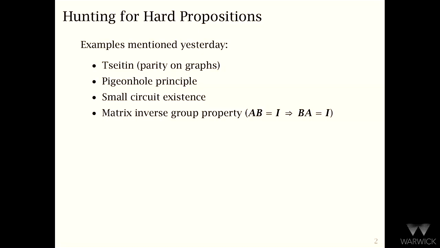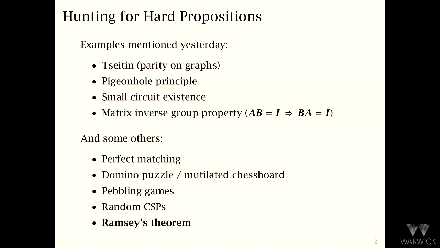Just from the last talk, and I think this was mentioned yesterday, the existence or non-existence of small circuits given a truth table, this more algebraic matrix inverse property, and there are lots of other propositions that have come up in this literature. You all probably know better than I do, but there are lots of these combinatorial problems used for this. There's a whole big class of random problems, like random SAT, random constraint satisfaction problems of various kinds.